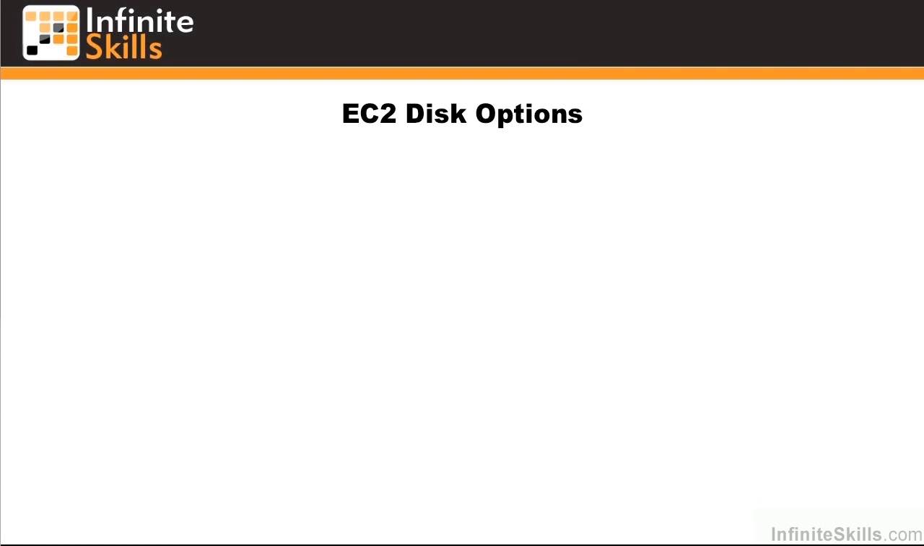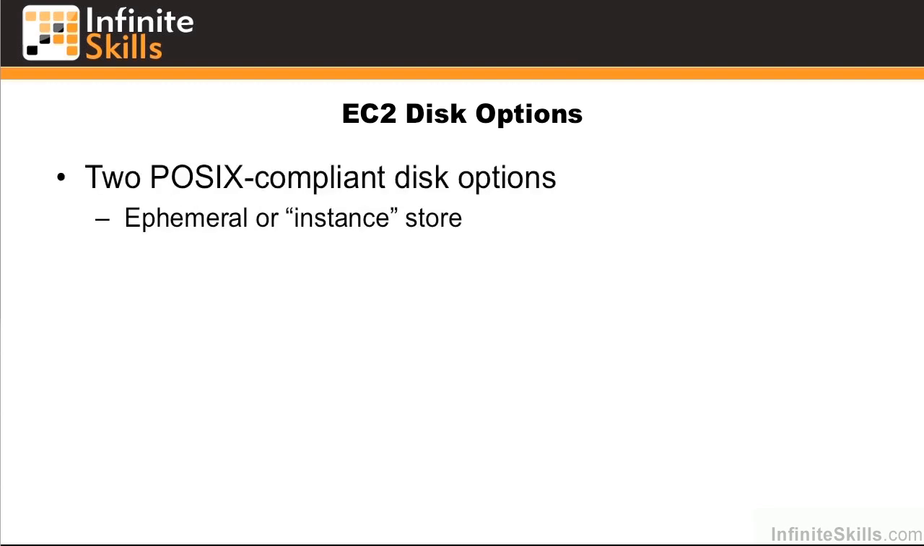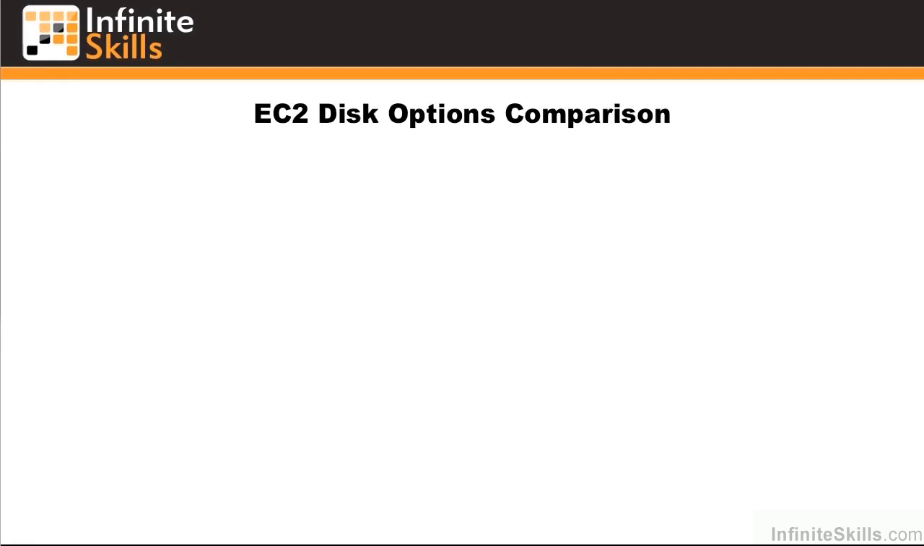In this lesson, we're going to explore the two disk options available to EC2. The two options are ephemeral or instant store. Those terms are used interchangeably in AWS, which is local disk. This is disk that's given to you for free when you provision an EC2 instance. There's also EBS, or elastic block store. This is network attached disk that you can provision and attach to a single EC2 instance.